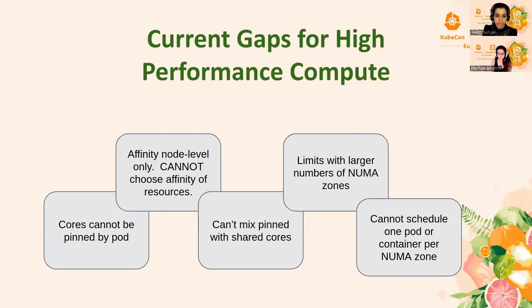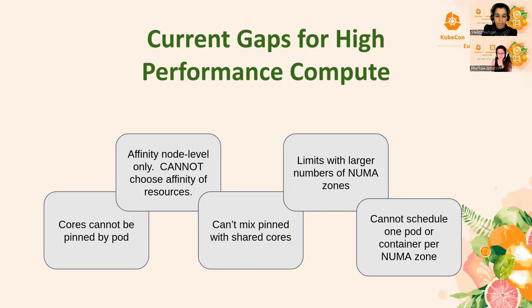So we've covered topology aware scheduling and pinning for the pods, but there's still quite a bit of gaps for high-performance compute for optimization. The cores are only pinned by a container. They cannot be pinned by pod right now. This causes issues because if you have a pod and you want to share cores between your containers, you can't. Affinity is node level only. You cannot choose affinity of resources.